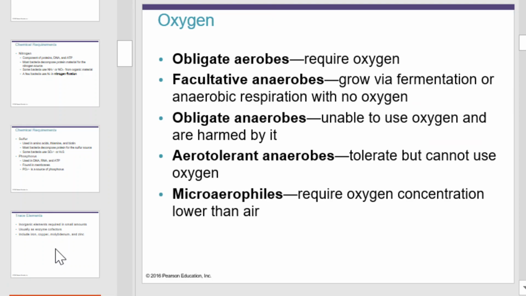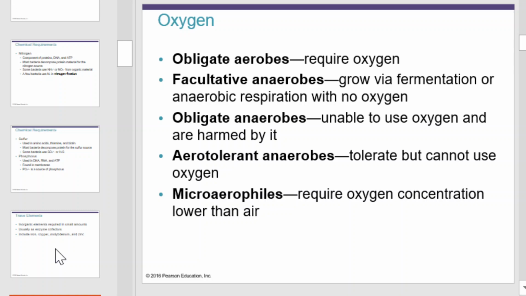Oxygen. The oxygen requirements for a microbe are very important to controlling its growth. Obligate aerobes always require oxygen. They have to have oxygen in order to survive. They are just like you or I. Facultative anaerobes can grow via fermentation or anaerobic respiration with no oxygen, but they probably would prefer to be in an oxygen environment if you asked them. Obligate anaerobes are unable to use oxygen and are actually harmed by it. So if you want to kill an obligate anaerobe, literally all you have to do is expose it to air.